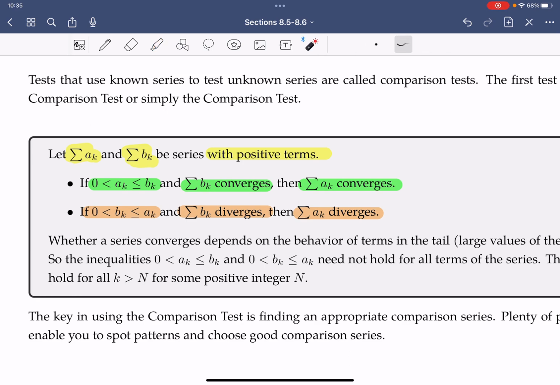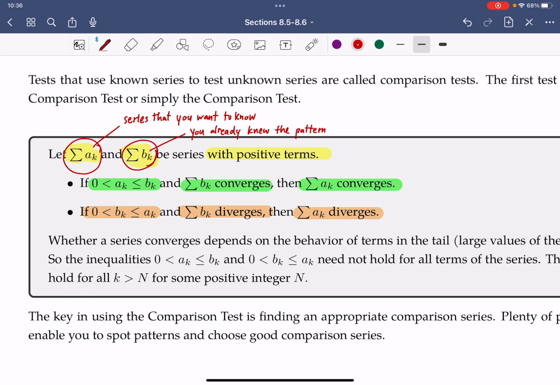So if you want to save your space to memorize, you can think of A subscript K as the series that you want to know is convergent or divergent. Summation B subscript K is the one that you already know the pattern of. So basically A subscript K is the one that you want to know is convergent or divergent. B subscript K is the one that you already know is convergent or divergent.